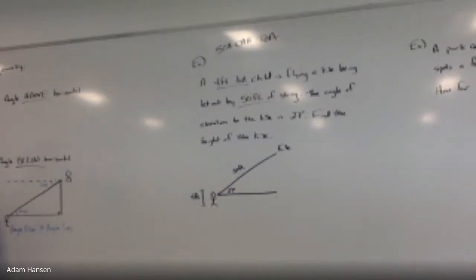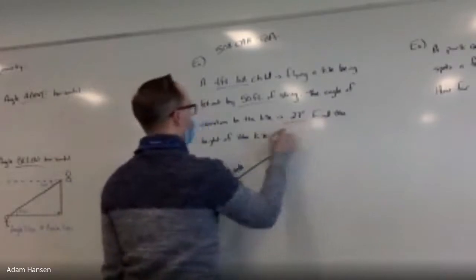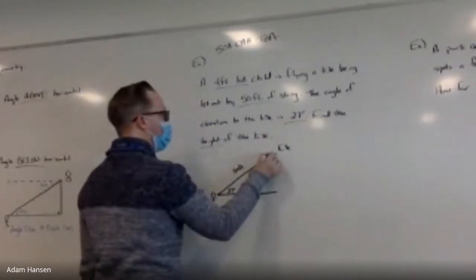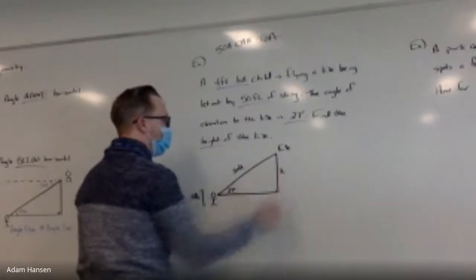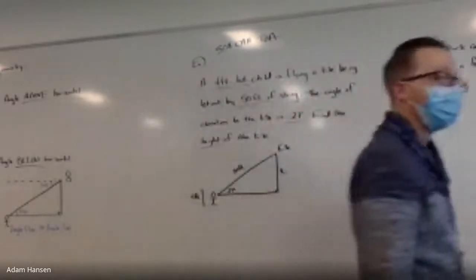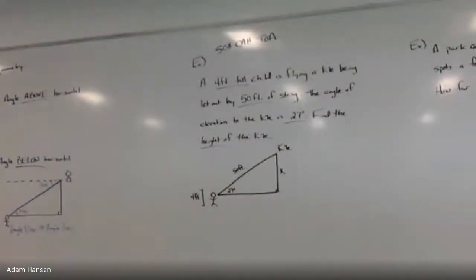Does that make sense? Got our 27-degree angle measure. What's the height of the kite? So from the kite down, what is that distance? Why does the height of the child matter? We'll talk about that in a minute. Let's find this missing link first.